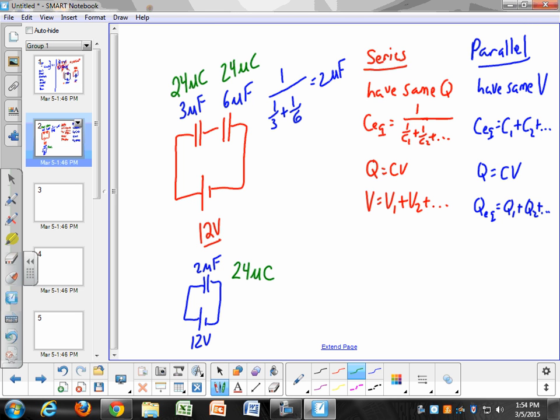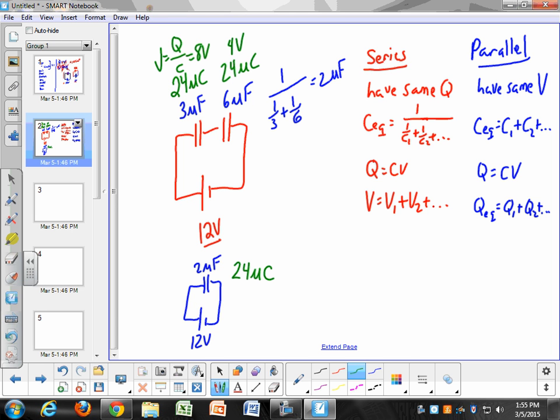V is equal to Q over C. Be very careful with these because Q, which is the charge, has units of coulombs, which looks like a C. So you might get those confused. So be careful that charge is in coulombs and that we use the variable Q to represent it. You understand what I'm saying? All right, so capacitance is farads. So V is Q over C, so I have 8 volts here and 4 volts here. That's 24 over 3 and 24 over 6, 8 and 4 volts.